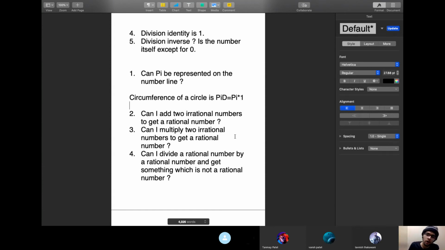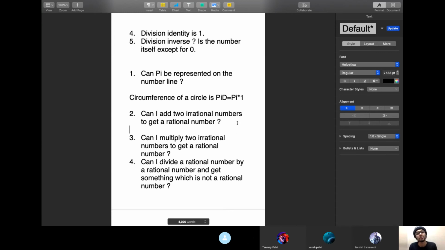Okay, moving on. I will come back to this later if you have any more questions. Can I add 2 irrational numbers to get a rational number is the question. Yes, Vansh, you can ask your doubt. I will probably reply it after I explain this particular concept. Can I add 2 irrational numbers to get a rational number?